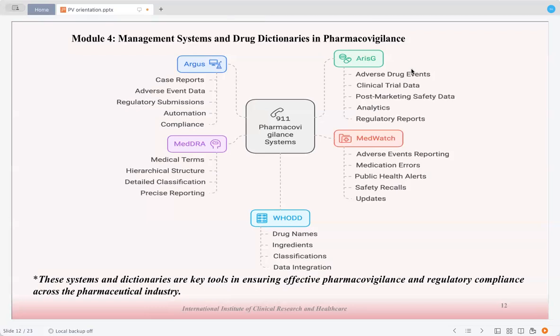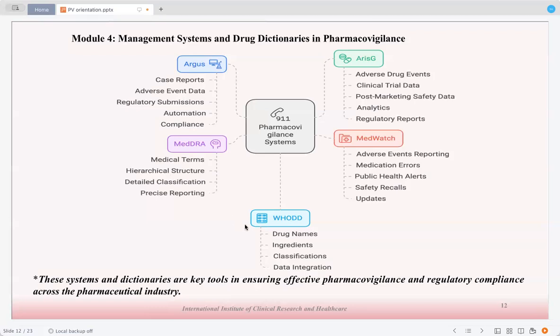The Medical Dictionary for Regulatory Activities, that is MedDRA. MedDRA provides a standardized language for reporting adverse events globally, facilitating consistent and clear communication between the regulatory authorities, pharmaceutical companies, and researchers. So global standard medical terms are there. MedDRA's hierarchical structure enables the detailed classification of medical terms.